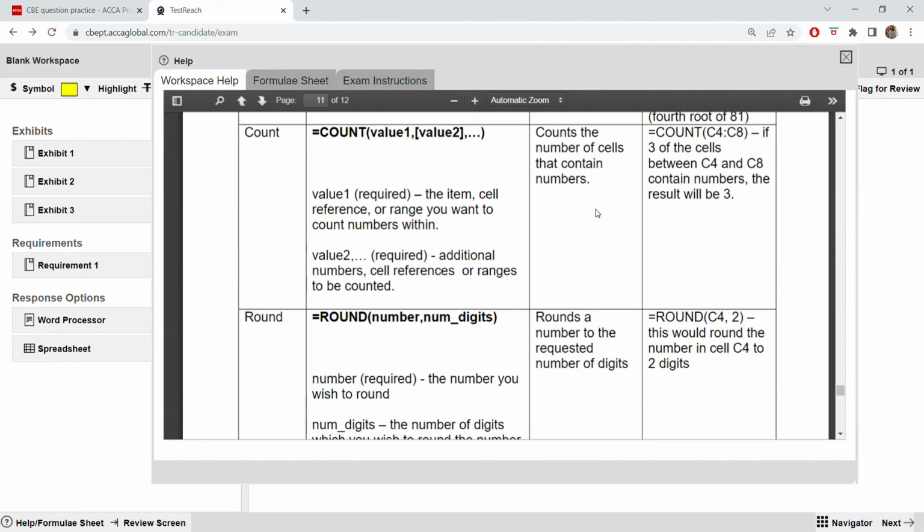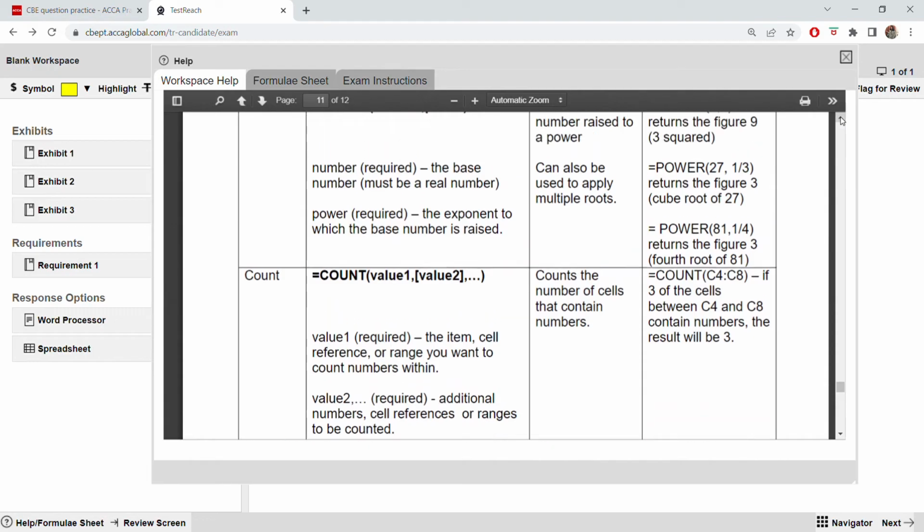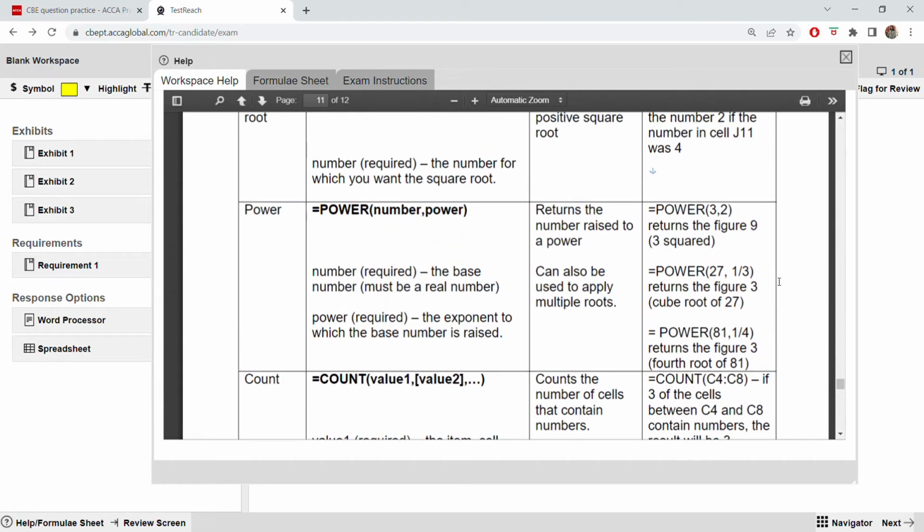Power. Okay. Power, if you want. Just write equal to POWER.